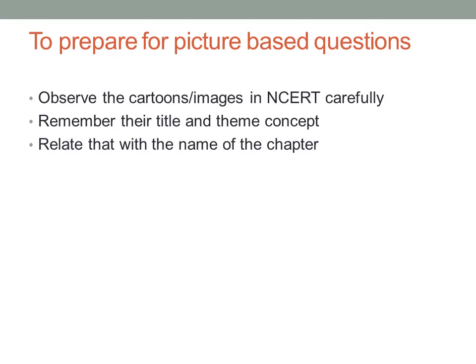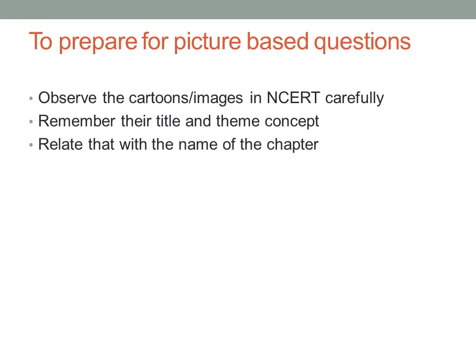First of all, to prepare for picture based questions, observe the cartoon images in NCERT. When you are reading the chapter, whatever image is coming, it is coming with a caption. The captions are there, the titles are there, a particular theme is provided over there, right? So, when you are reading the chapter, observe that theme and that concept carefully. You have to relate each and every image with the name of the chapter, whether it is federalism, power sharing, or political parties. It will make it easy for you to answer that question.